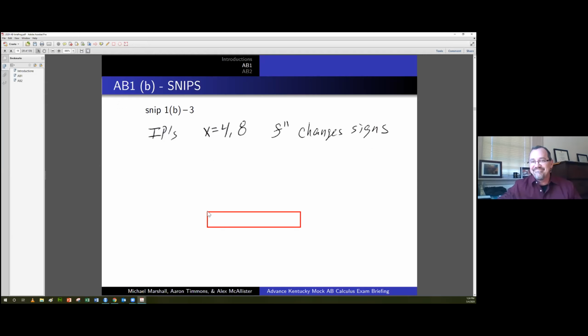This student's identified that there are inflection points at x equals 4 and 8, and they said f double prime changes signs. That is acceptable. They cannot say f double prime equals 0. But if f double prime changes signs, there are points of inflection on f. So this is a 1, 1, 1.